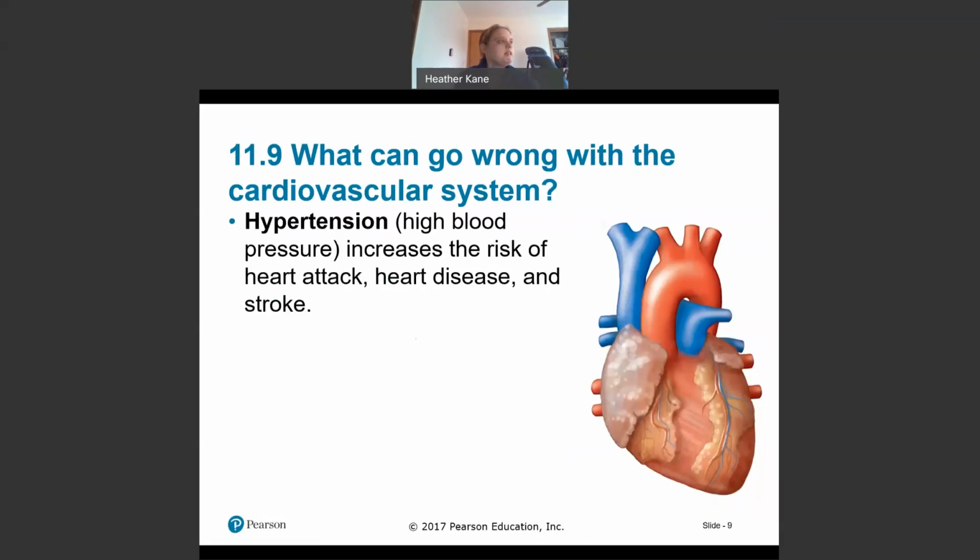So hypertension, what that means is that there is a lot, that's what hyper means, a lot of pressure. That's what tension really means, it's pressure. So too much pressure, this refers to blood pressure. So high blood pressure is going to increase all risks of cardiovascular issues. So it's going to increase the risk of a heart attack, heart disease, as well as stroke. And these issues, heart attack, heart disease, and stroke, are the most common thing that kills Americans.